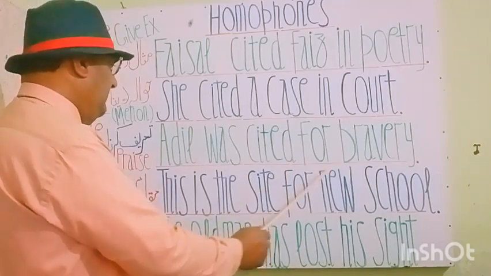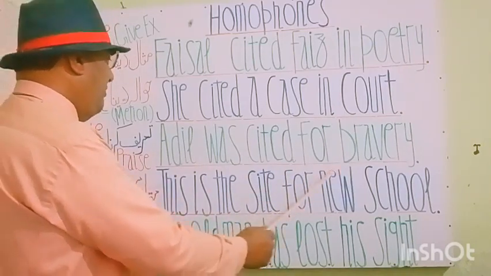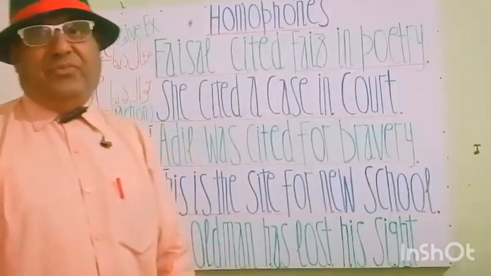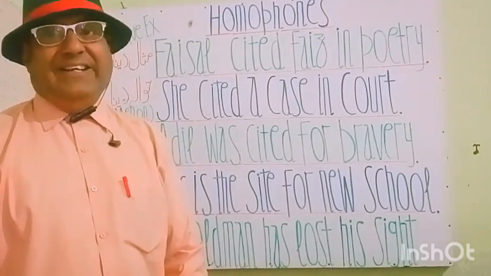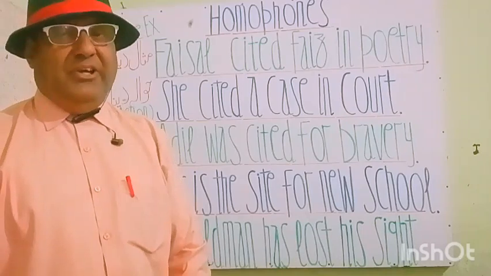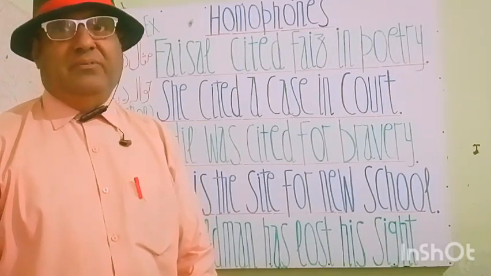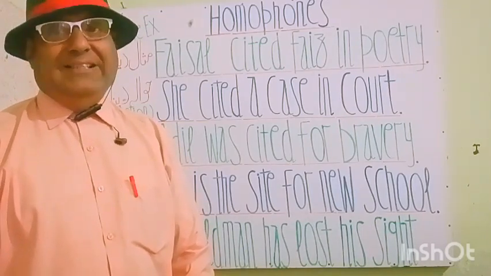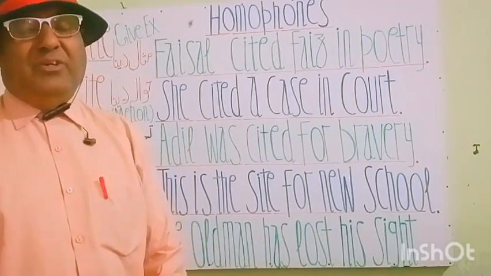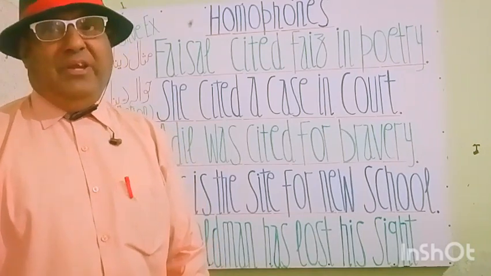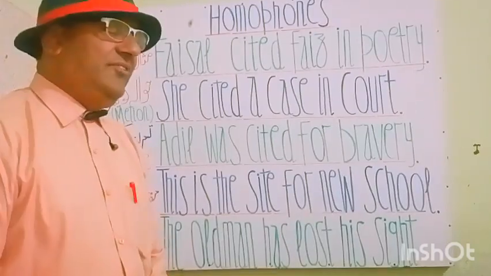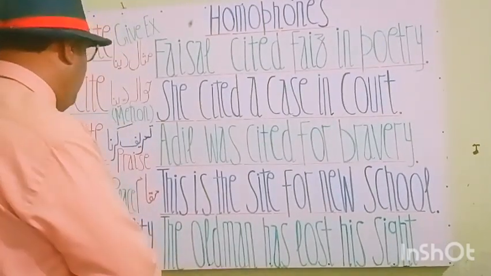Bahadri ke liye Adil ki tarif ki gayi. Adil was cited for bravery. This is a past impressive. So cite means here to praise someone, somebody. Adil was cited for bravery. Adil ki bahadri ki tarif ki gayi. Let's see next statement with the cite.